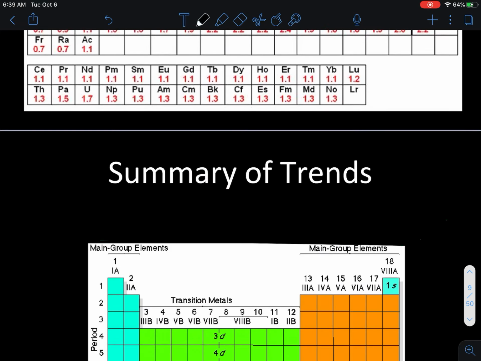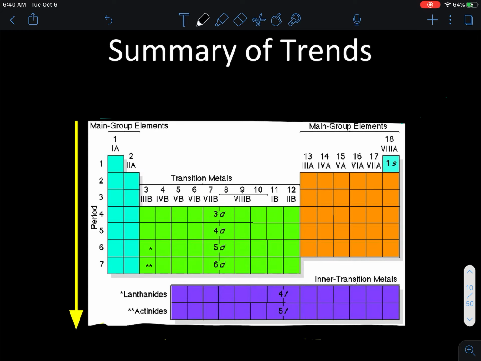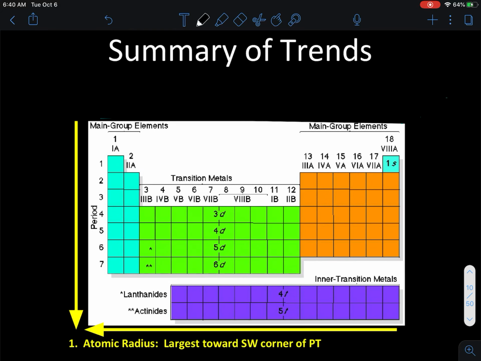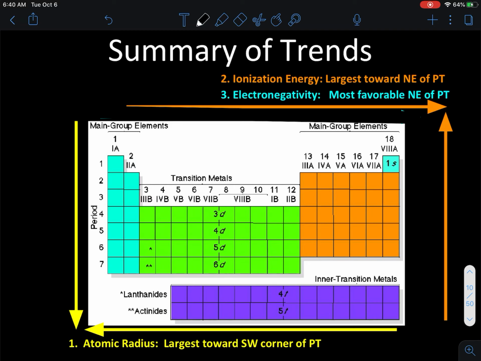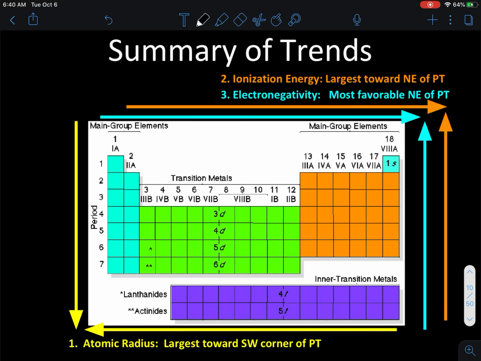And so to summarize those trends, as you go down and to the left, the atomic radius increases, with the bottom left element, francium, being one of the largest elements on the periodic table, and the top right, helium, being the smallest. The overall trend in ionization energy is that as you go from left to right, it increases, and as you go from the bottom to the top, it increases. That is ionization energy. And the last trend is electronegativity, which you can substitute for the idea of electron affinity, and it is most favorable towards the top right part of the periodic table, not including the noble gases.